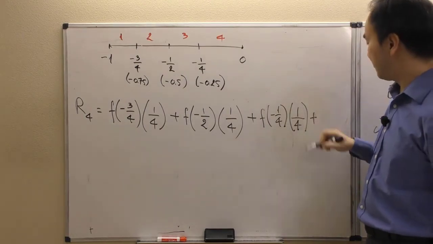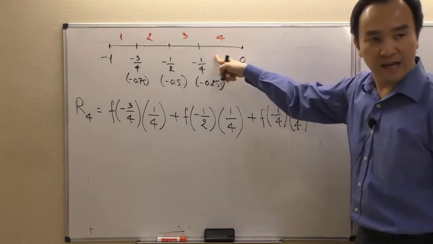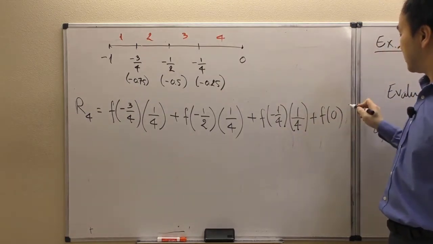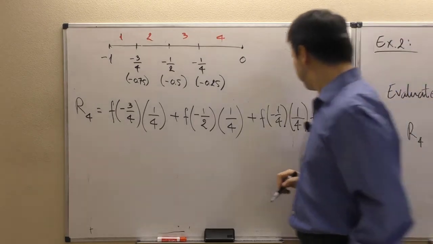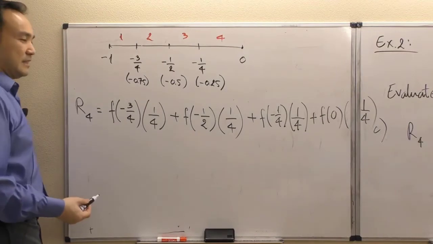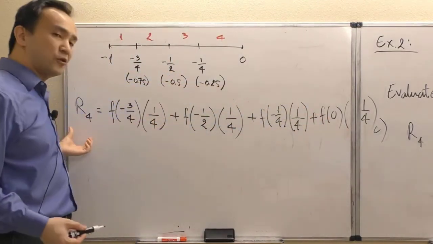And I still have a little bit of space now. So the right endpoint for my last interval, interval number 4, is 0. So f of 0 times the delta x, 1/4. And so I have to write that a little squeezed into the other board of mine right there. But that's now the complete setup for our R4 calculation.